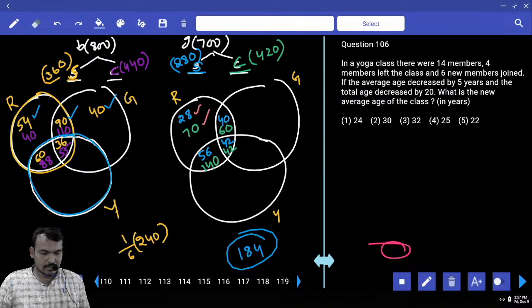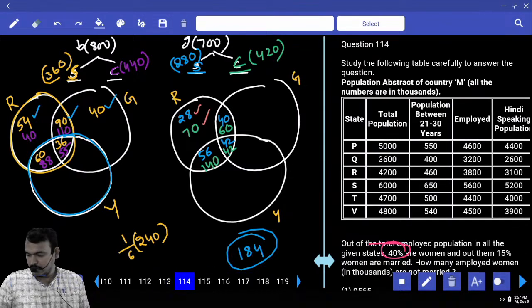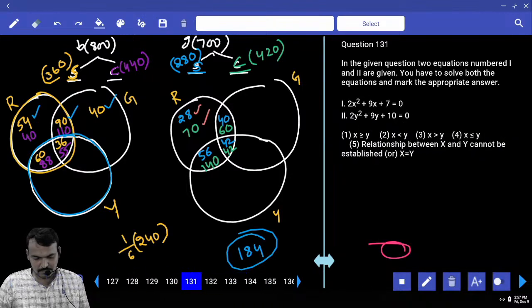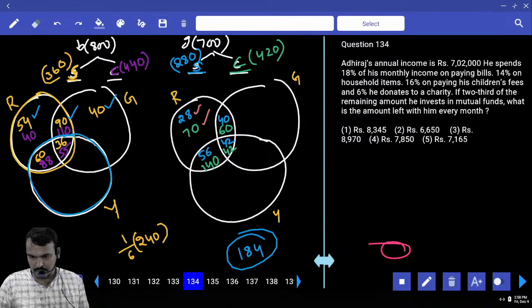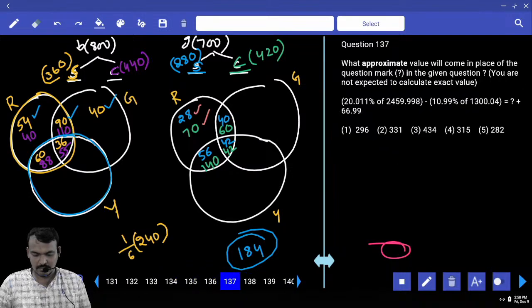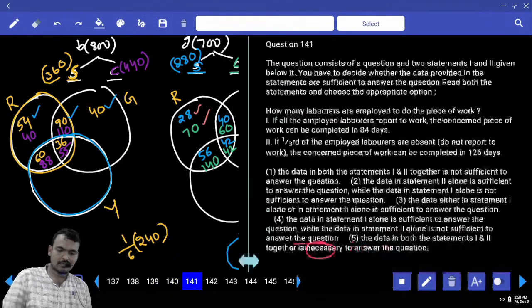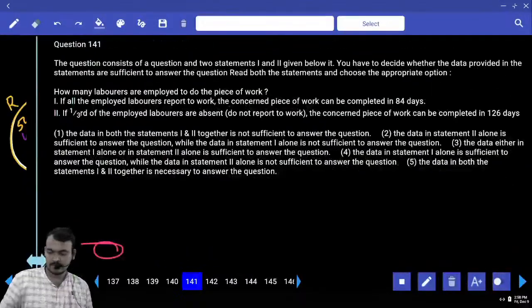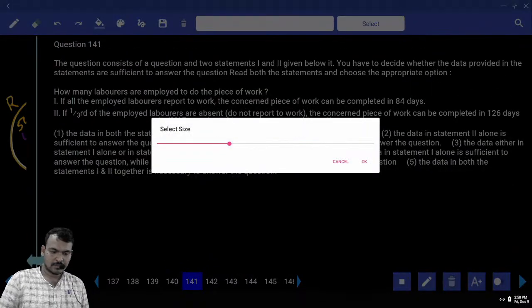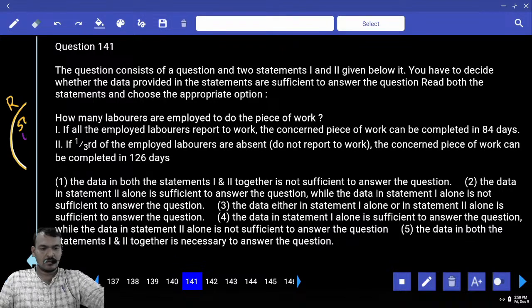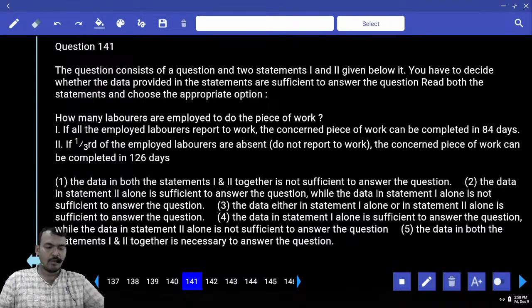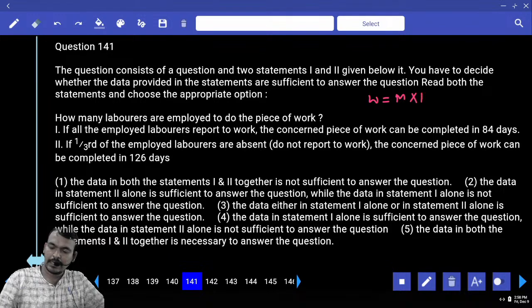Next question number 141, data sufficiency. What is the first one? How many laborers are employed to do the piece of work or not? What is the work concept? Men into days or not?